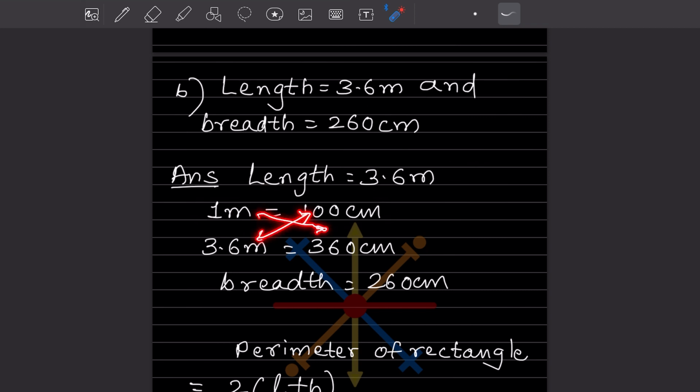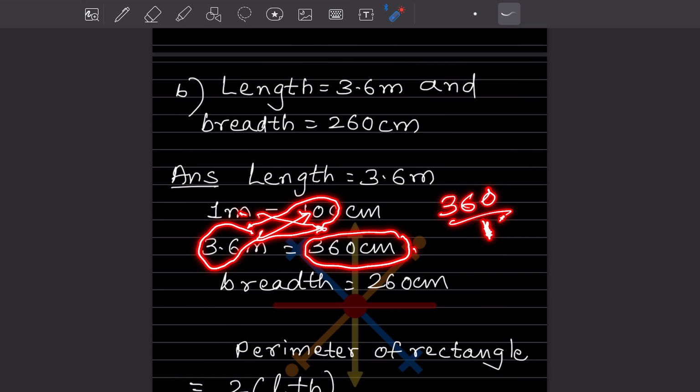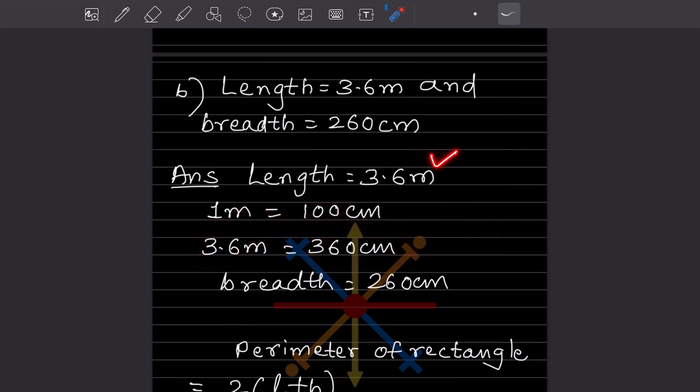We don't know this, so I have told in my previous videos as well. When you multiply 3.6 into 100, that is going to be 360. And this 1 will go in the denominator, but anything divided by 1 is the number itself. So the answer is 360 centimeters. So from meter, this got converted to centimeter. And now the breadth is in centimeter, so we'll keep it as it is.